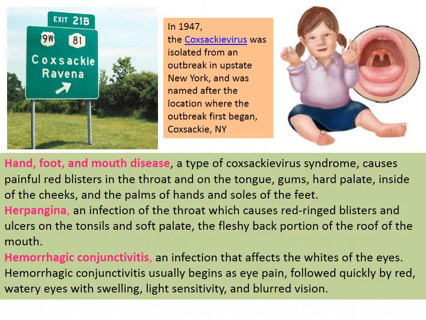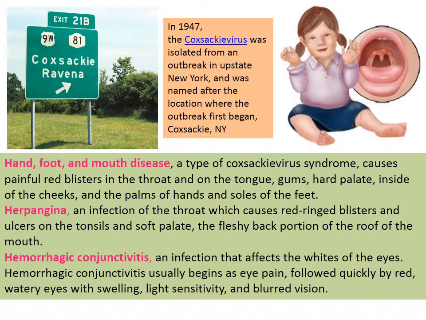What they noticed was that they used to see these babies, and these babies used to come with hand, foot, and mouth disease. So if you look at their clinical picture, many times viruses present as a skin lesion or mucous membrane lesion. So they were very painful, red blisters in the throat and the tongue, gums, palate, and then again you can see palms of hands and soles of feet.